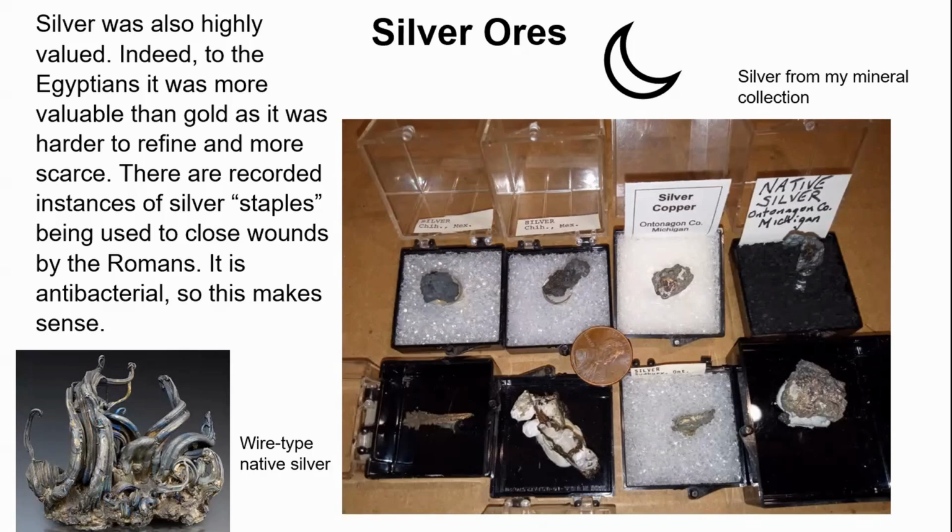On the bottom left there, you've got some wire-type native silver. That's probably from the Königsberg mine in Norway. It's a pretty fantastic specimen. On the right, you've got some of the silver specimens that I've got in my collection. There's some native silver from Michigan on the top right. There's some Mexican silver. I think there's some silver from Ontario and a few other places. Don't have one from Norway yet, but I'm working on it. The symbol for silver, alchemically, one of them was the moon.